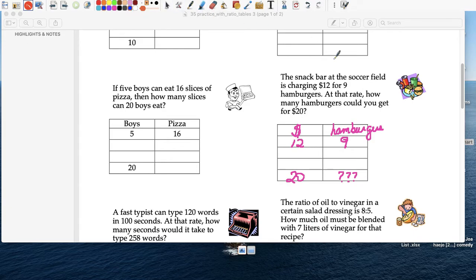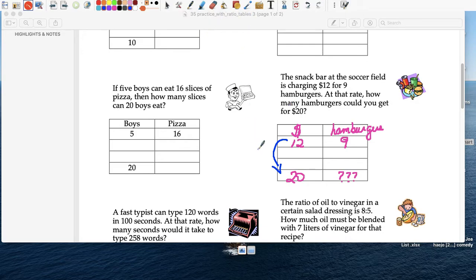So here, let's go side to side. 12 divided by something gives me 9? No, that's not going to work. How about 12 times something gives me 20? Maybe a decimal. Maybe you can get a decimal number. Nope, not going to work either.